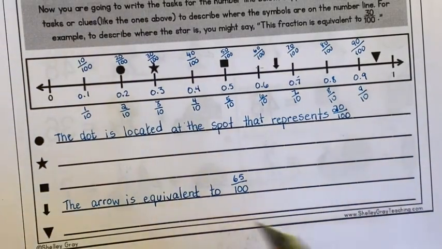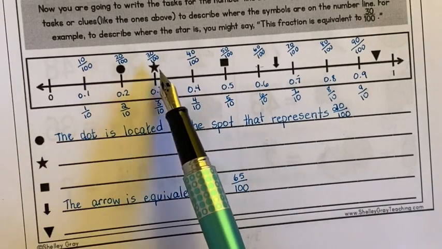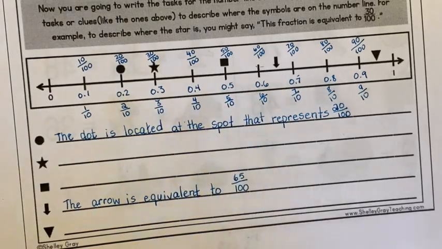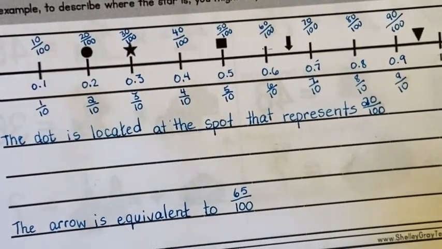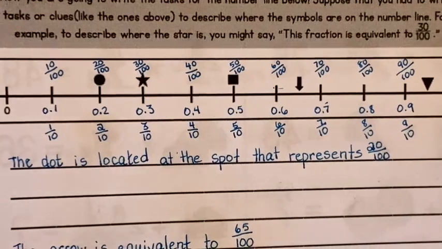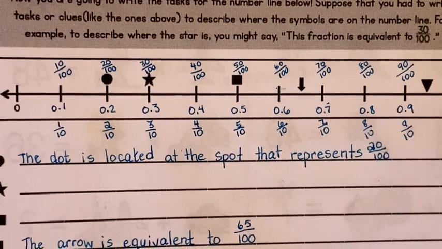So now I want you to do the star, the square, and the arrow. So you look at the star and describe where the star is. Now I've given you all the numbers on the number line to help you. I'm going to zoom in so you can really see them. You could pause your screen here and have a look. You could use this little helper to help you.